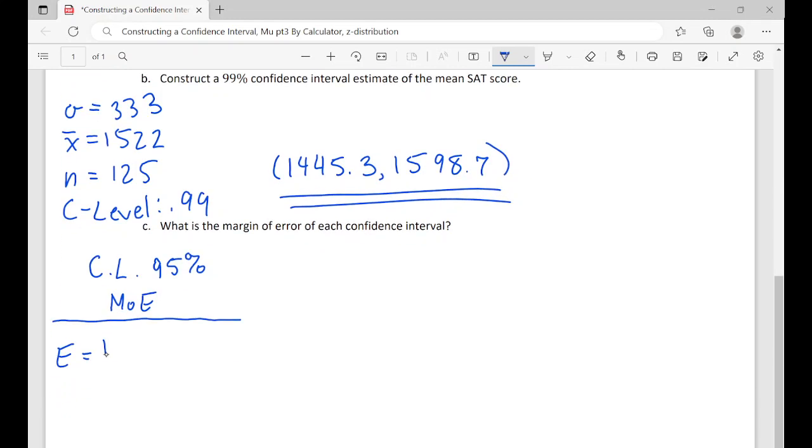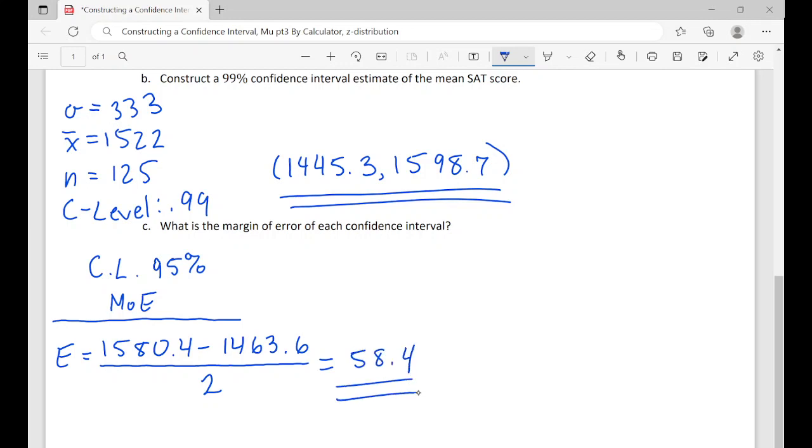So 1580.4 minus 1463.6, and then just divide by 2. We just do the arithmetic here, and we're going to end up getting a margin of error of 58.4 for the 95% confidence level.